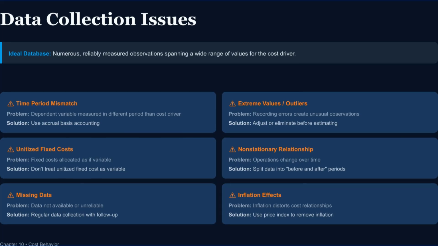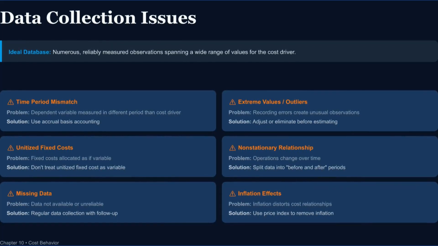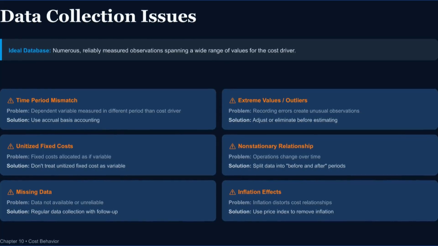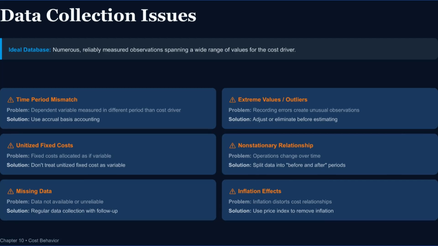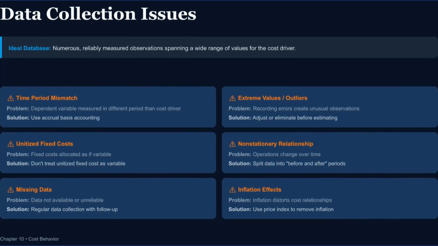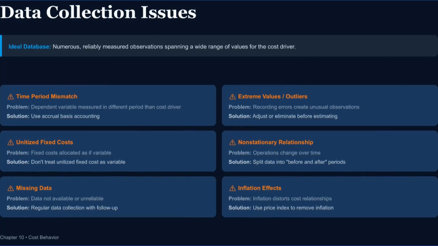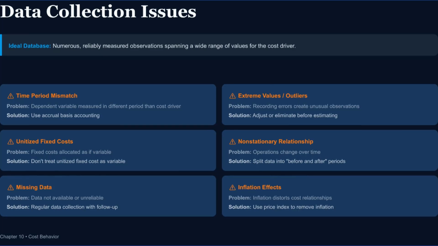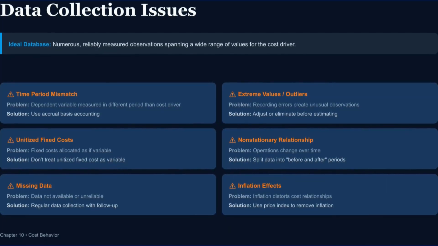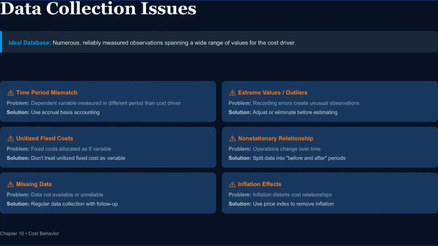In the Data Collection Issues slide, we examine common challenges and practical solutions for acquiring accurate cost data. 6 issues, from time period mismatches to inflation effects, are highlighted with clear warnings and targeted recommendations. Each block directs us to more reliable data collection methods essential for valid cost estimations. Reflect on these pitfalls and consider how systematic data practices can improve the credibility of your managerial accounting analysis.